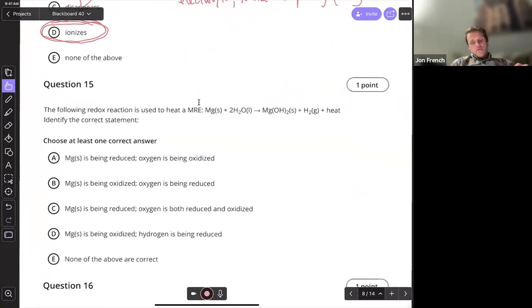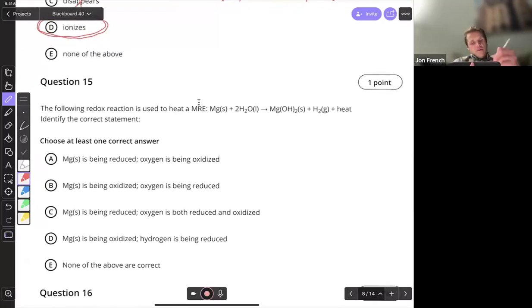All right, a lot of redox reactions. The following redox reaction is used to heat an MRE. Magnesium reacts with water to form magnesium hydroxide and hydrogen gas, and thankfully it's exothermic. It gives off some heat. Choose the correct statement. For that, we're going to have to break down and figure out the charges.